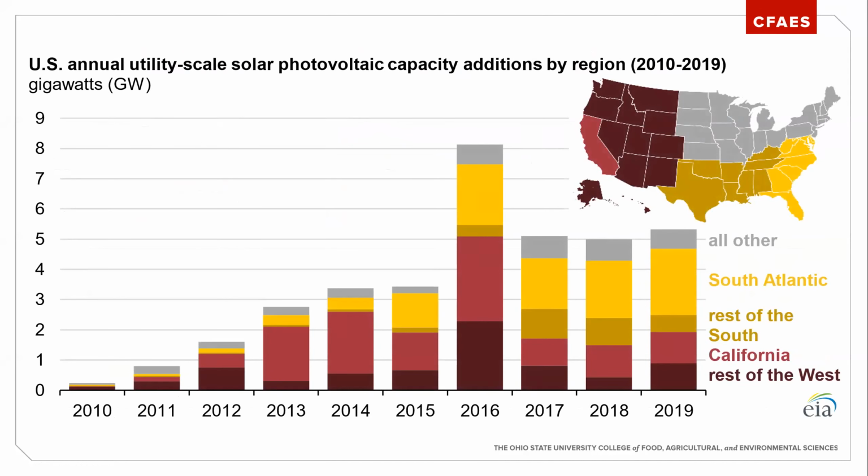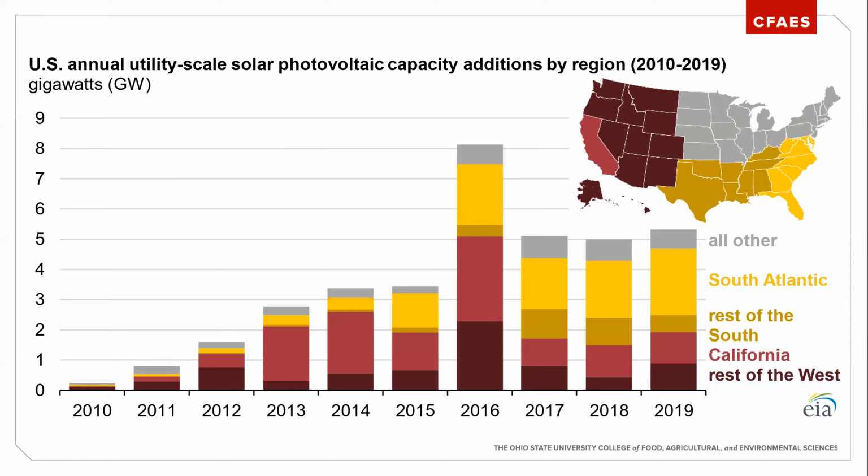So this is a chart that's kind of marking out the annual utility scale capacity additions by region. You can see it's color coded there. Obviously, a lot of solar capacity in California, in the Southwest, and through the South Atlantic. And again, a lot of that is due to resource availability. Some of it's due to policy drivers.